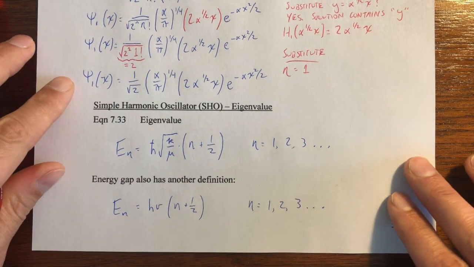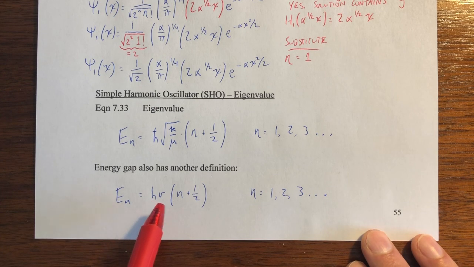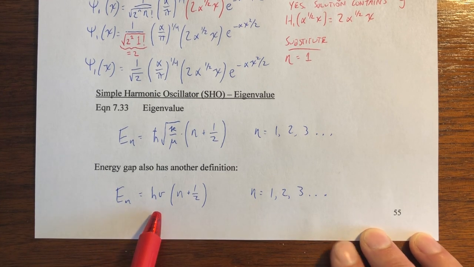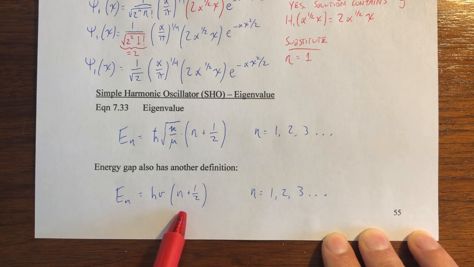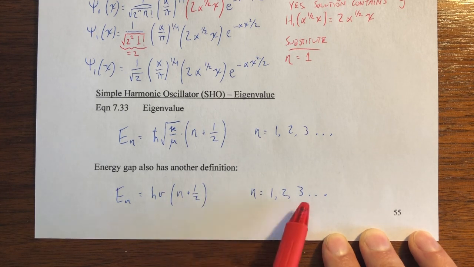The energy gap also has another definition, and that's based on the fact that our energy gap can absorb light, and so our energy gap, again, can also be equal to h nu times n plus 1 over 2. So this is similar to what we saw with Planck's equation, energy equals n h nu, showing that energy is quantized, for n is equal to 1, 2, or 3.